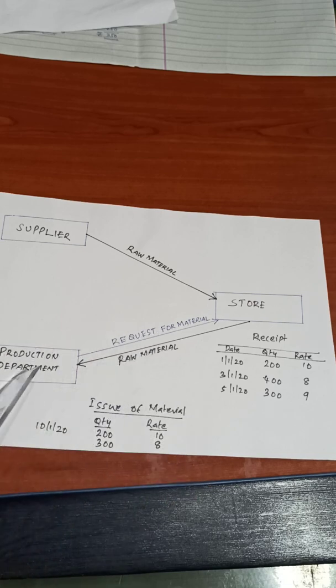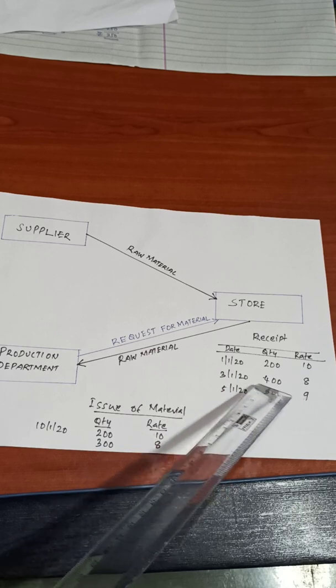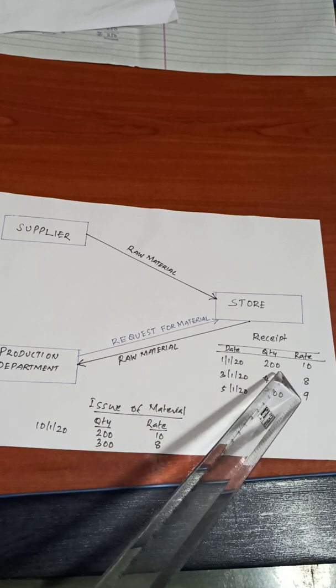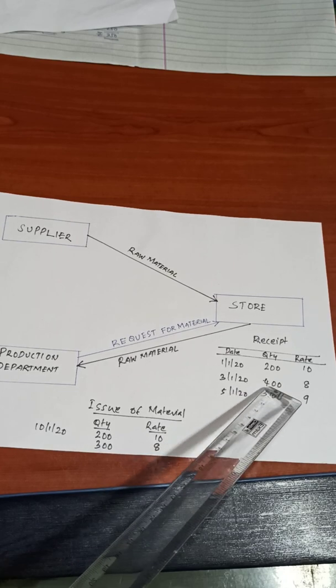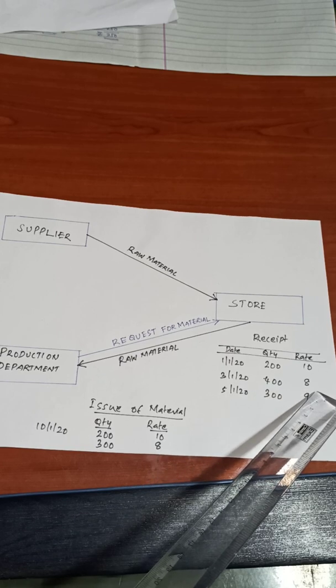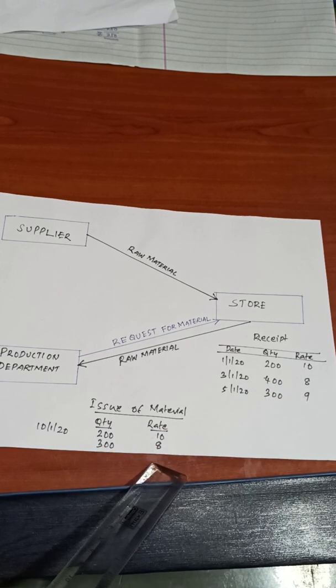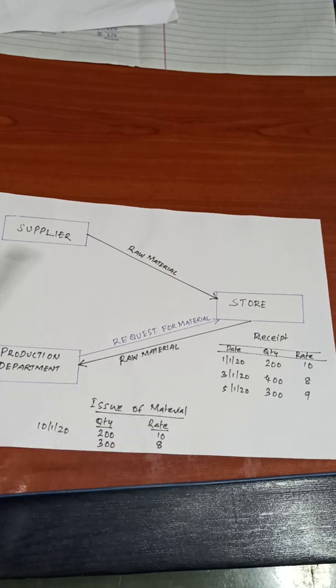Then the production department has requested 500 units, so this 200 is not enough. So we will issue from the next lot. In the next lot we have 400 units at the rate of 8. From this 400 we will take the necessary material, that is 300 units, and the same will be rated at 8, that is 300 units at the rate of 8. So this method of issuing material, in the order in which the material arrived in the organization, is termed as the FIFO, first in first out method.